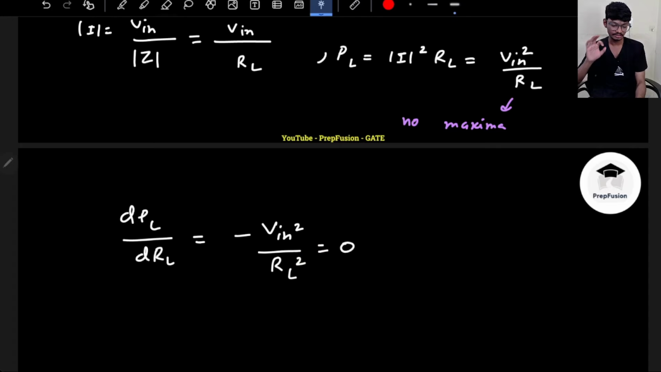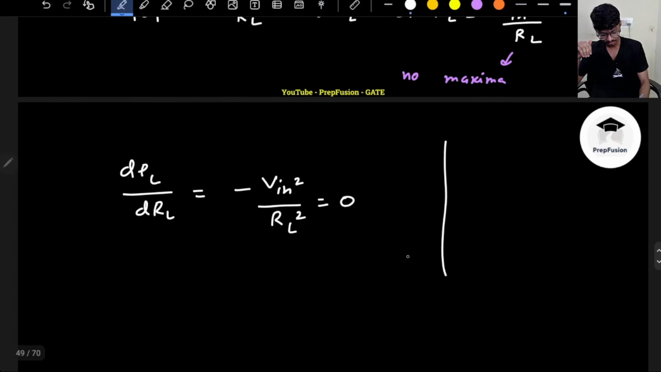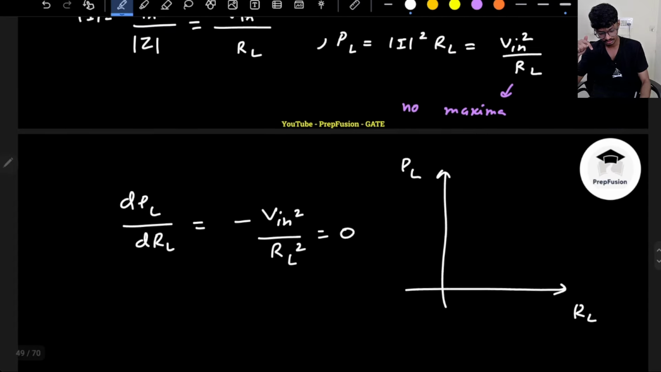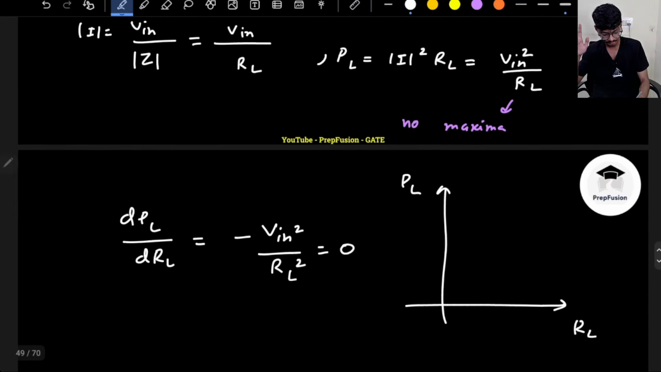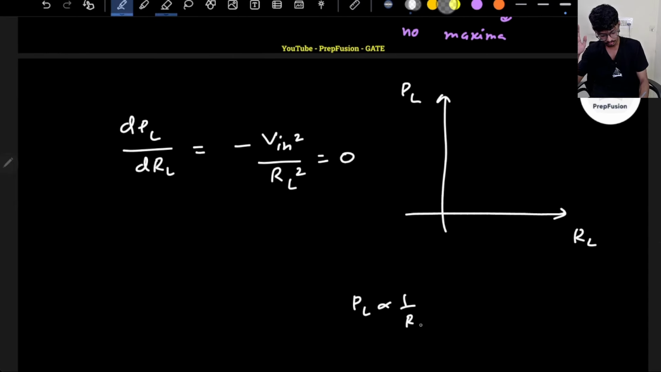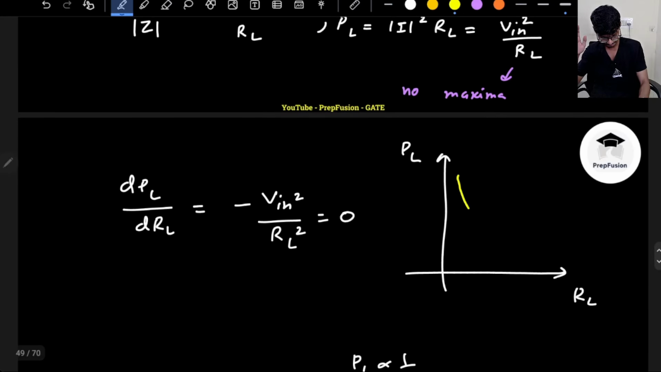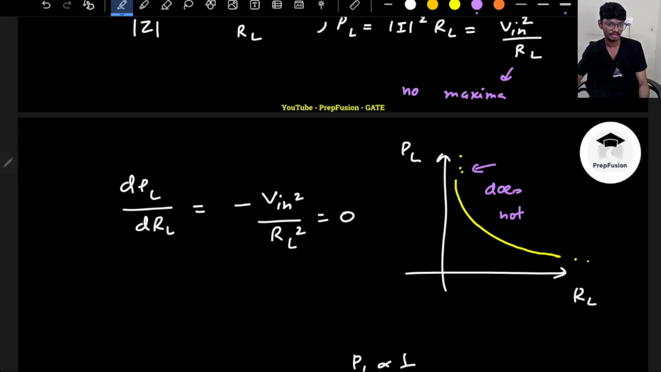Basically, this graph does not have any maxima or minima. What is the graph? If you plot PL with respect to RL, it is just inversely proportional. V in is constant, so my PL is inversely proportional to RL. So the graph will be somewhat like this. Of course, this graph does not have a maxima, so we cannot certainly say for what value of RL it will be maximum.